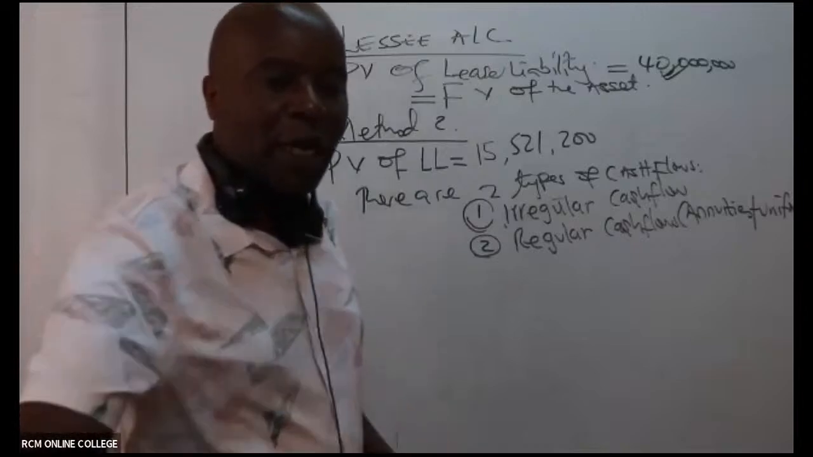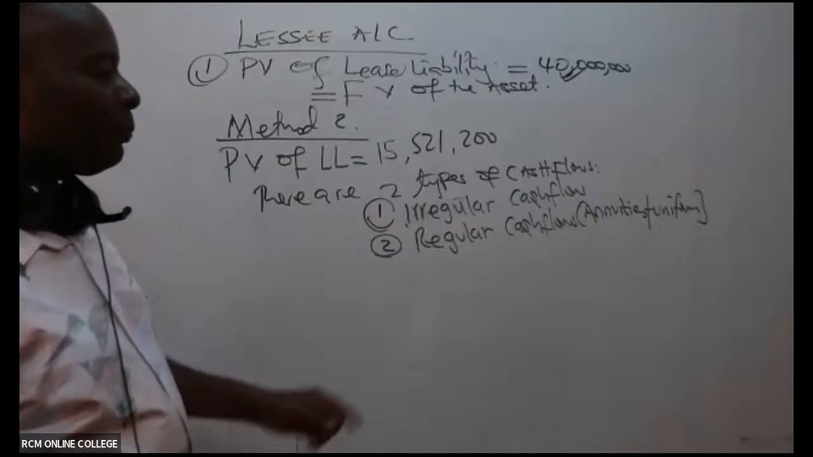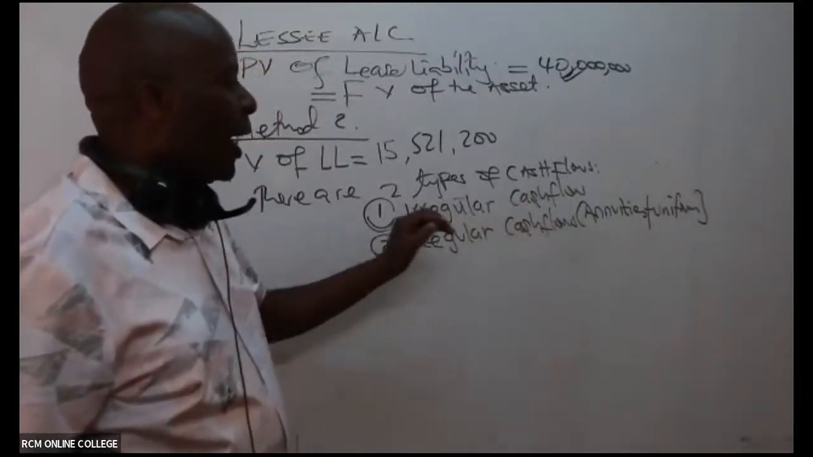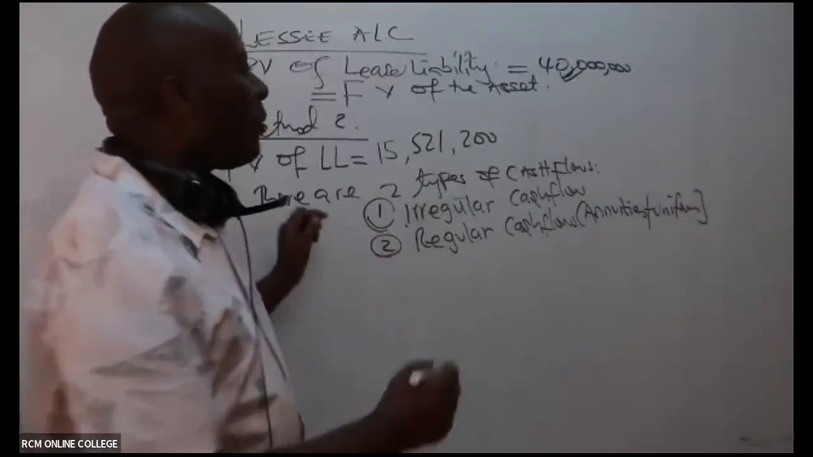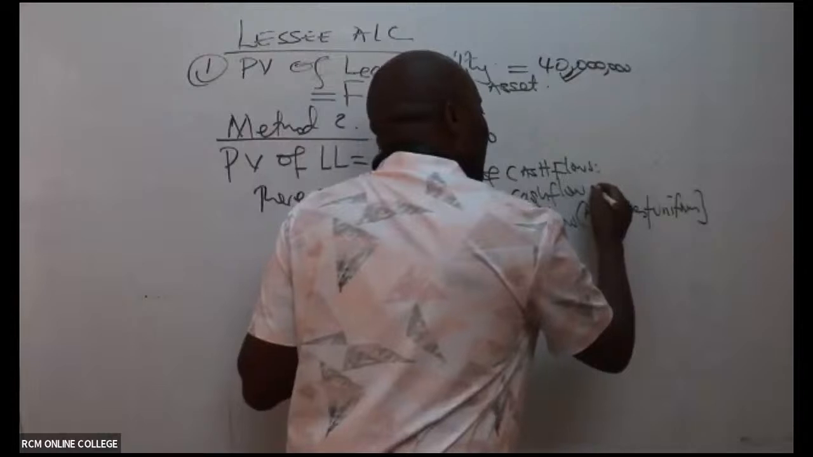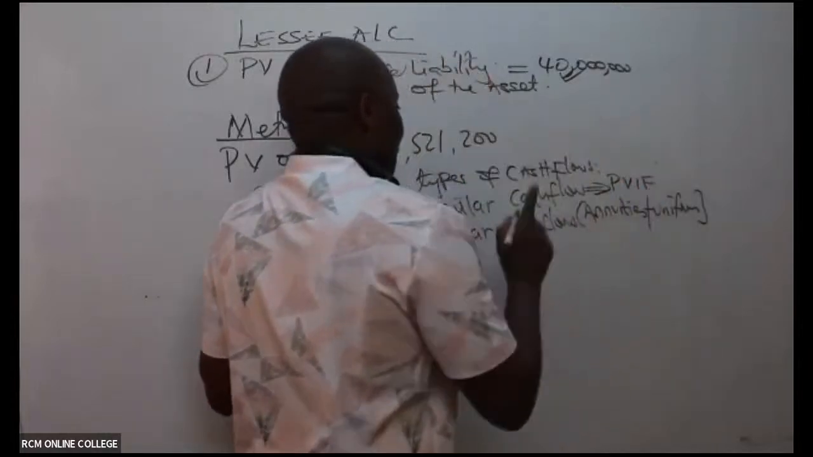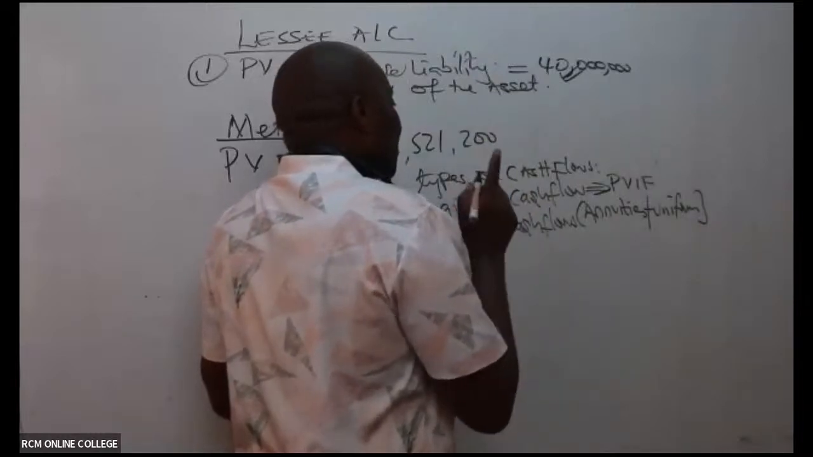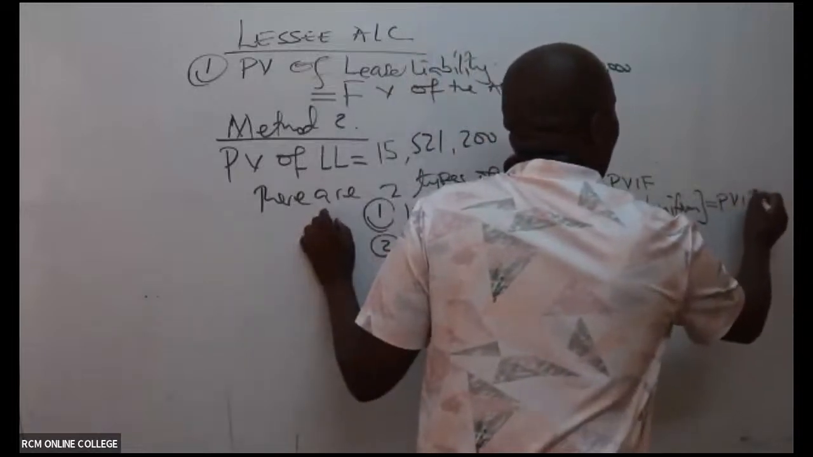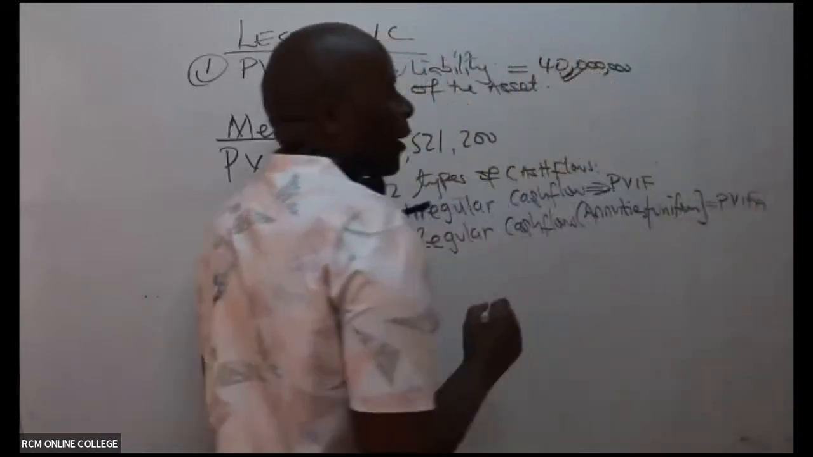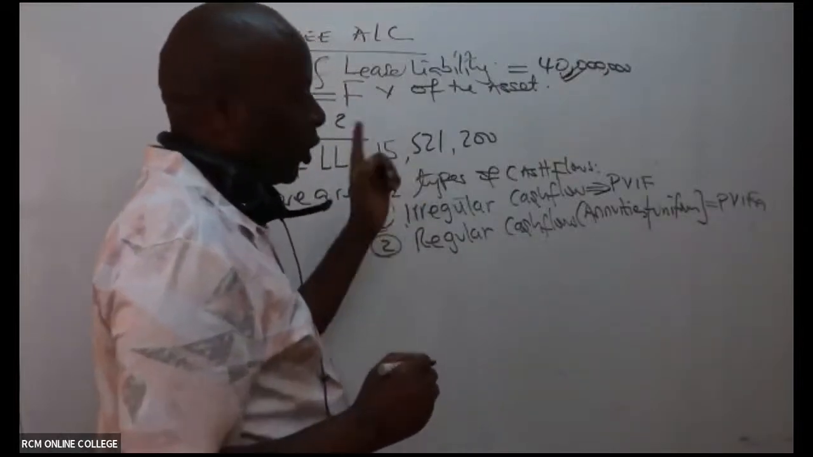So you've got two types of cash flows. We have cash flows that are regular, annuity or uniform, and then we have cash flows which are irregular. If you're writing, please remember that to discount the irregular ones, we shall always discount them using PVIF. And the regular ones, we shall always discount them using PVFA.